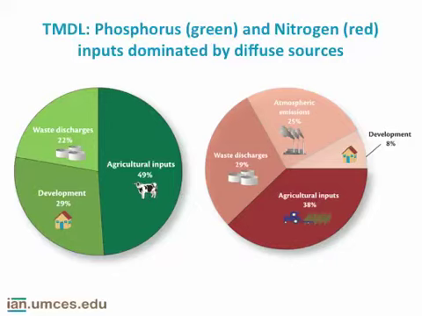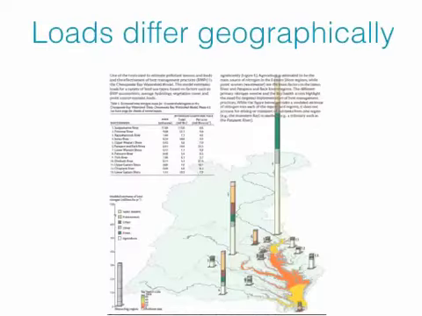So in terms of phosphorus and nitrogen, there are significant wastewater discharge sources, but it's much smaller than the diffuse sources. And the ag inputs are dominated for phosphorus by animal manure waste, and for agriculture, it's the fertilizer. And nitrogen has a large atmospheric component that phosphorus does not.